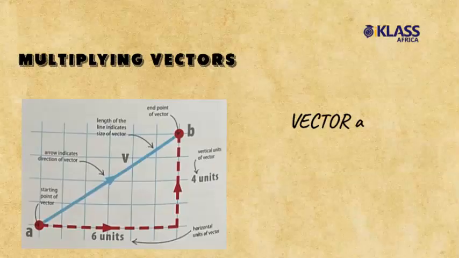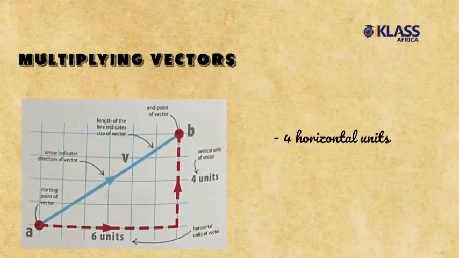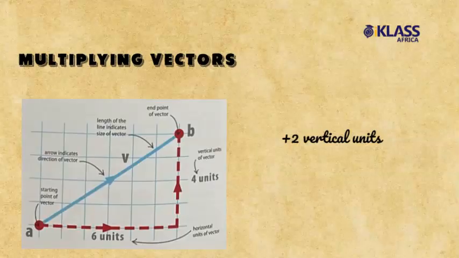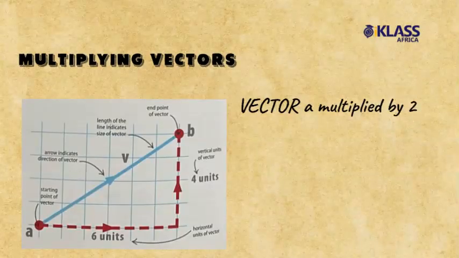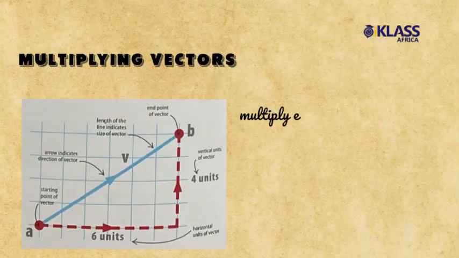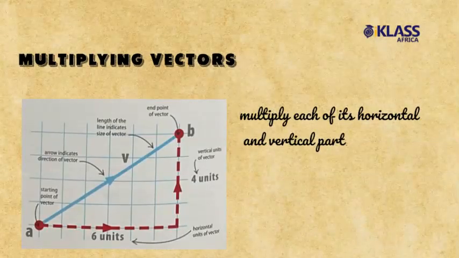Vector A. Vector A has -4 horizontal units, and +2 vertical units. It can be shown as a written vector as shown here. Vector A, multiplied by 2. To multiply vector A by 2 numerically, multiply each of its horizontal and vertical parts by 2.